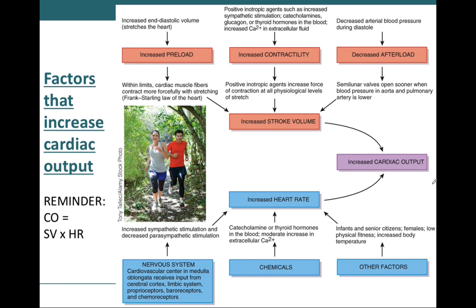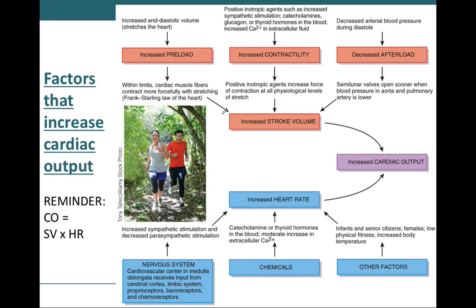So let's put all of this information together on one slide to understand all of the factors that can affect our body's cardiac output. The first thing we want to keep in mind is that cardiac output can be defined as the stroke volume times heart rate. That is how we calculate the cardiac output. We take the stroke volume, which is the amount of blood that is ejected every beat, and multiply that by the amount of times that the heart is going to beat in 1 minute, and that gives us cardiac output.